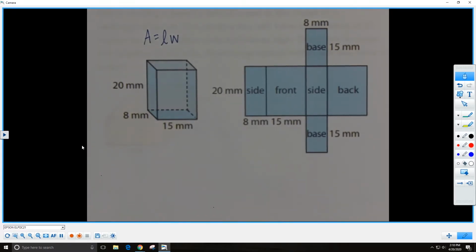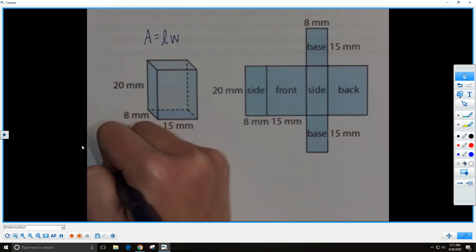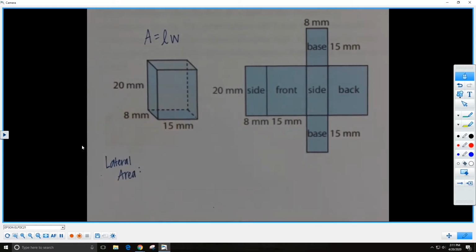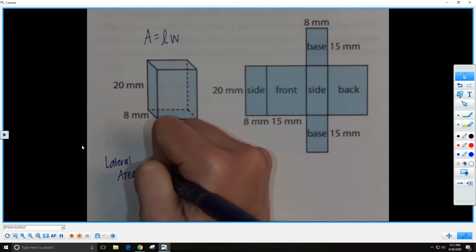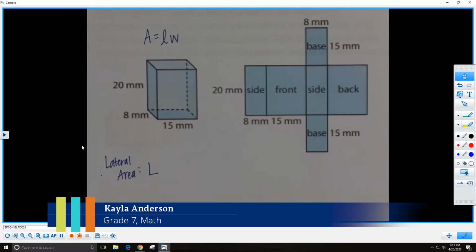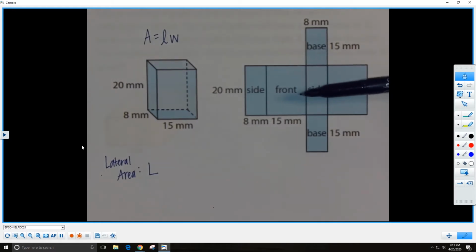First, let's find the area of all faces except the bases. We call this area of the faces without the bases the lateral area. It's the area of all the faces without the bases. We sometimes use capital L to indicate lateral area. So we have two sides that are the same, front and back. And then the sum of the area of these faces minus the bases is going to be the lateral area.